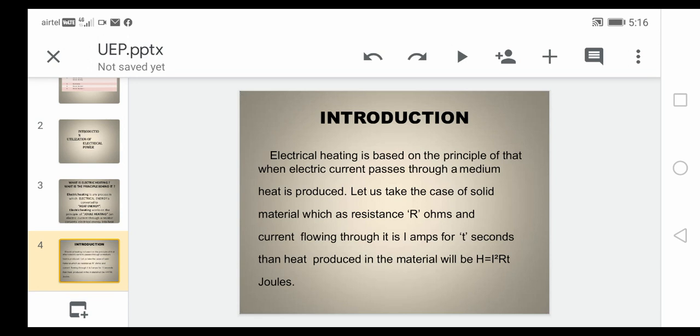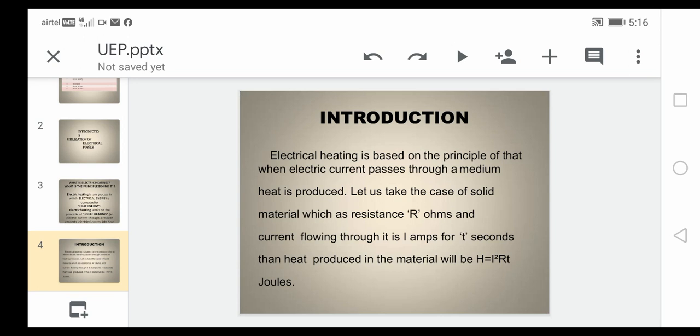Electric heating is based on the principle that when electric current passes through a medium, heat is produced. Let us take the case of a solid material which has a resistance of R ohms, and the current flowing through it is I amperes for a time period of t seconds. The total heat generated will be equal to I square into R into T.